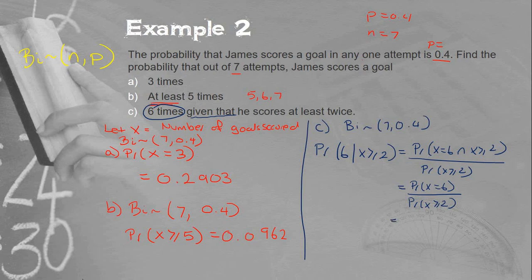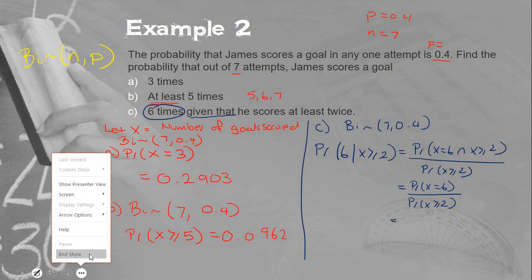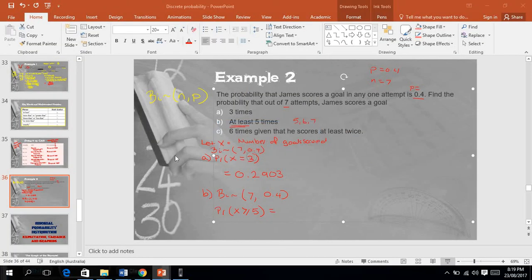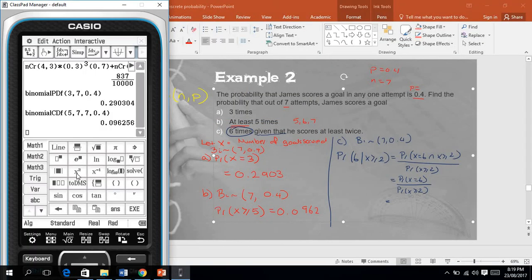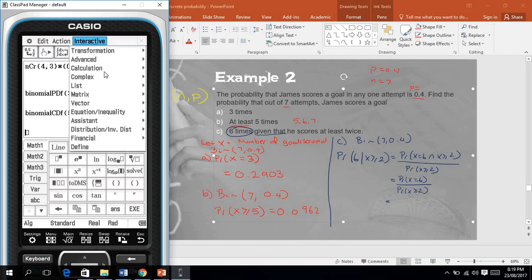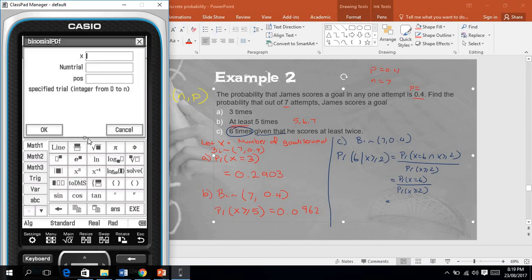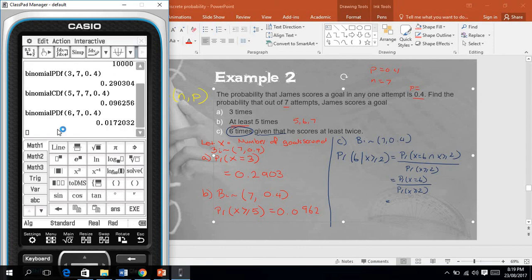We then go to our calculator once again. Okay, let's come back here. So we've got to work out for the first one, probability x equals 6. This is going to be binomial PDF because we've got one particular probability distribution function. 6 is our value of x, our number of trials is 7, our probability of success is 0.4. And we can press OK.